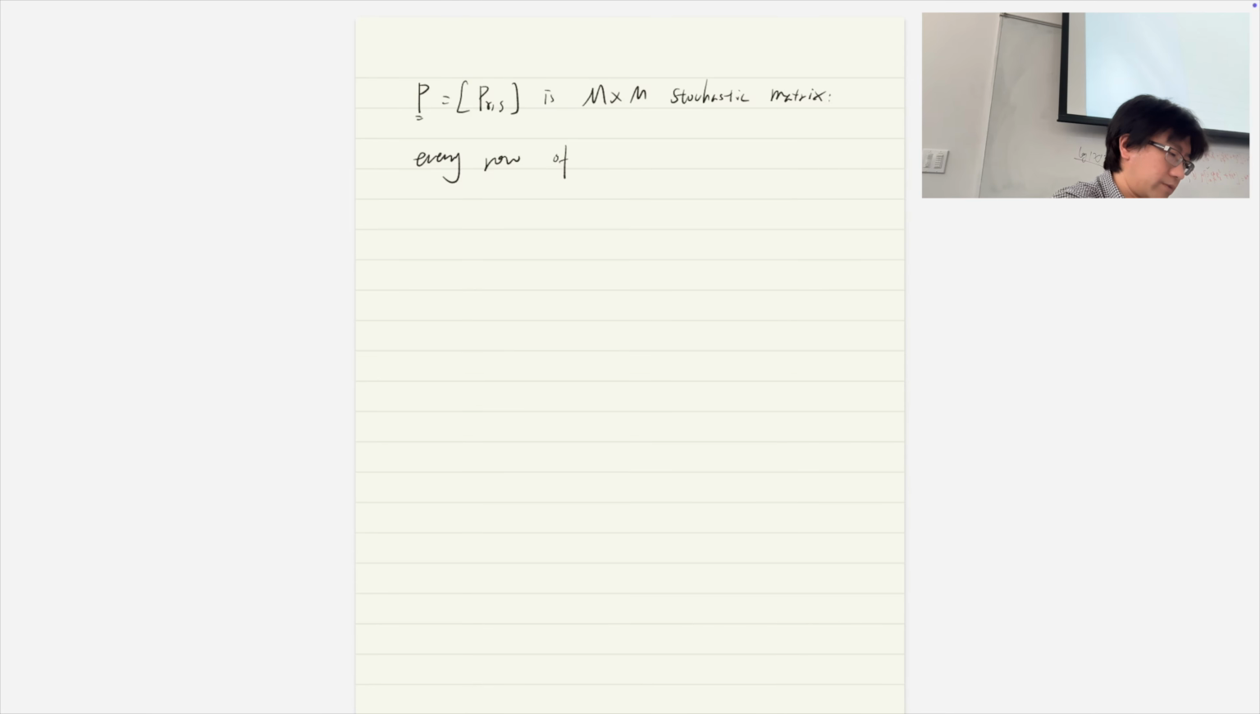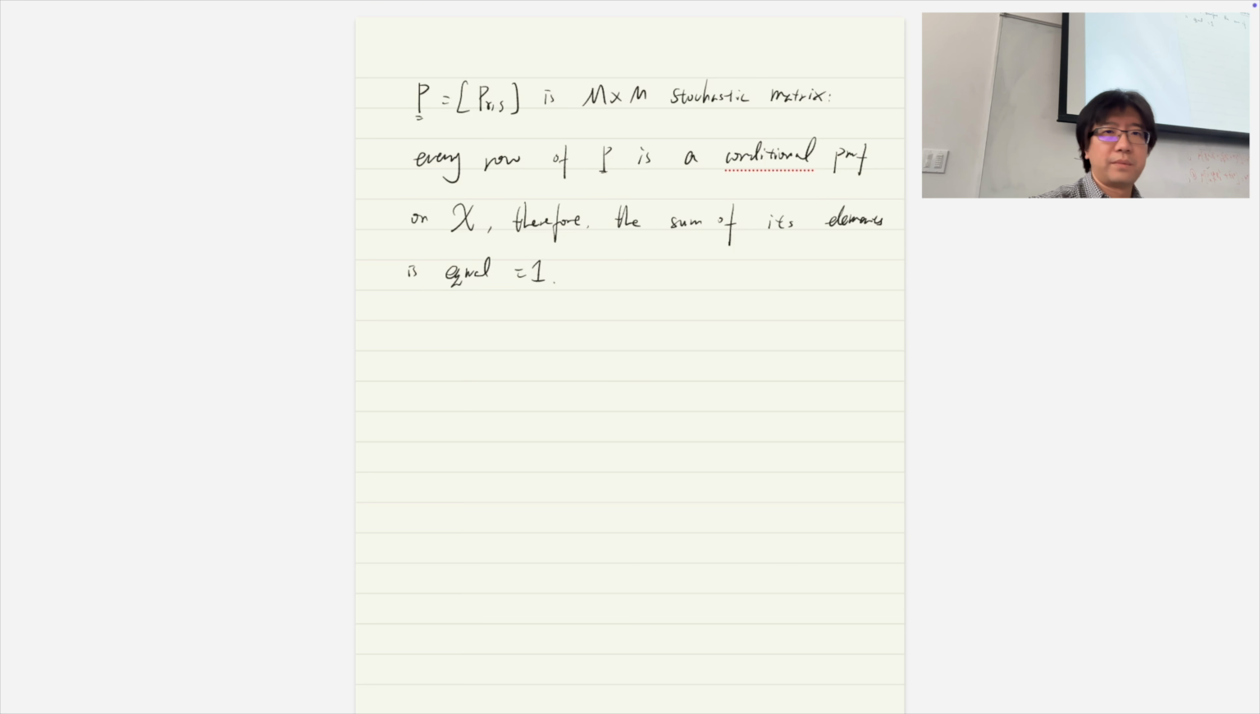Every row of P is a conditional PMF on our set X. Therefore, the sum of its elements is equal to 1. Remember, row basically means we fix R and then change S, and R is the condition part. Therefore, the sum of the row will give you 1. Does that make sense?